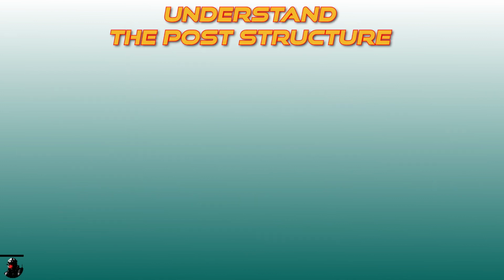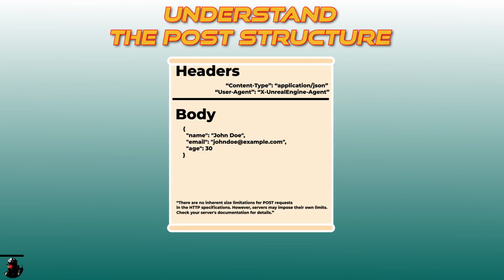Let's take a closer look under the hood of the POST method to understand its structure and how it functions within the web's machinery. First up, the structure of a POST request. A POST request is mainly composed of two parts: the headers and the body. Headers contain metadata about the request, such as the content type, which is crucial for the server to understand how to interpret the data sent in the body.